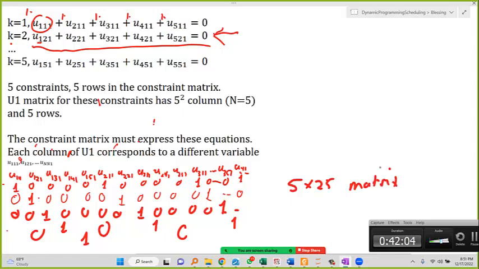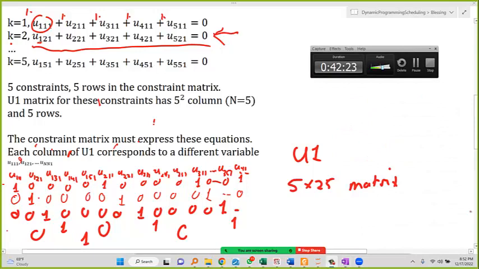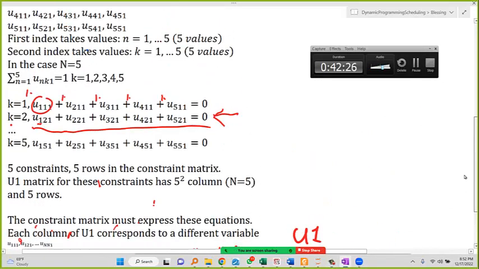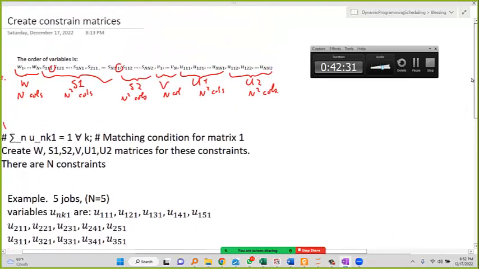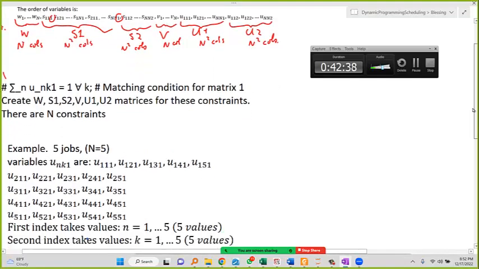So this defines our first matching constraints. That's right. Now, as I mentioned, you have to have a U1 matrix, U2 matrix, W matrix. You have to have all of these matrices. Let's see what the list was. You have to have a W matrix, an S1 matrix, S2 matrix, V matrix, U1 matrix, U2 matrix. We only have a U1 matrix.